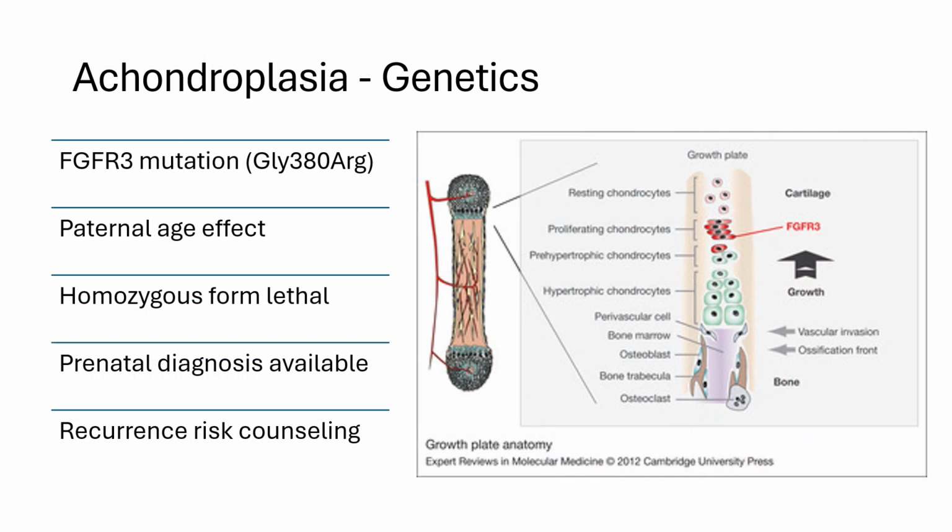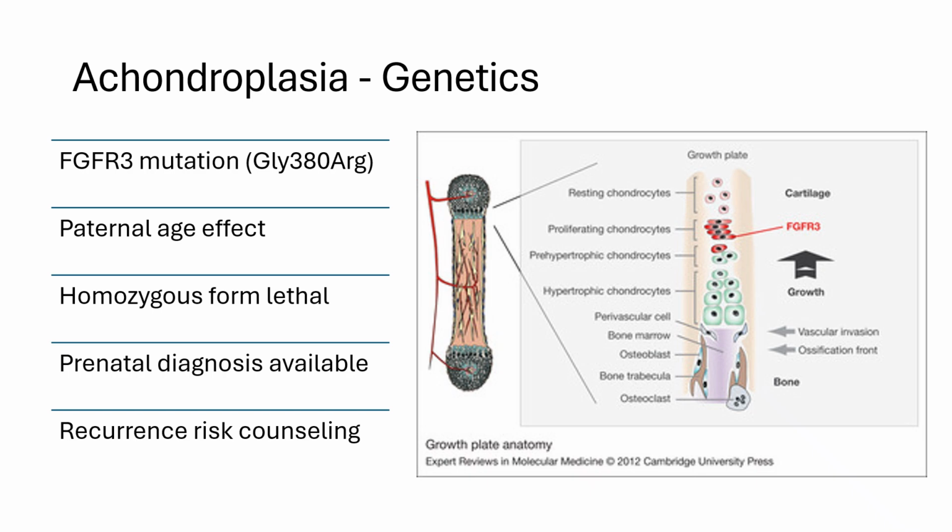Understanding the genetics of achondroplasia provides crucial insights into why the condition develops, how it's inherited, and what families need to know about recurrence risks and reproductive planning. Think of this genetic knowledge as the foundation that explains all the clinical features we observe and guides our counseling about family planning and prognosis.